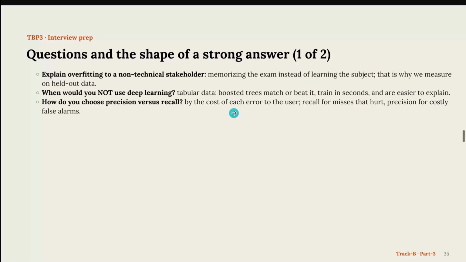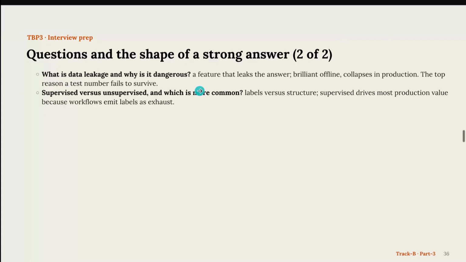What is data leakage and why is it dangerous? Because a feature leaks the answer, and the model will be brilliant offline and will collapse in production. So we need to ensure that feature leaks do not happen. Supervised versus unsupervised, we looked at it. Supervised has labels, unsupervised does not have labels. It's to understand the pattern or the structure in the data. Supervised is more common: 90% of the time we'll look at supervised data.